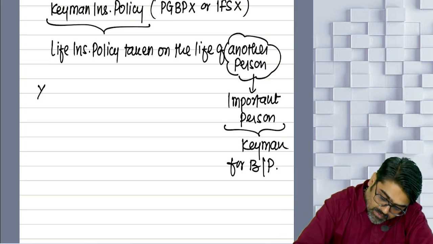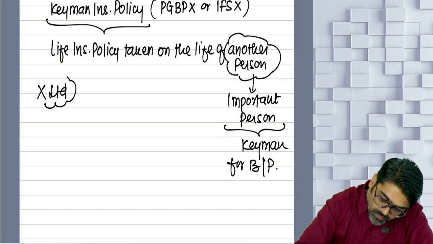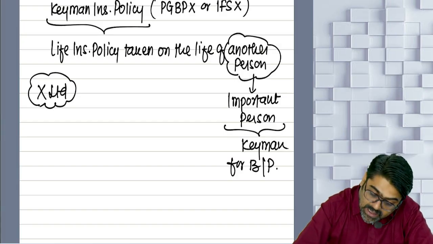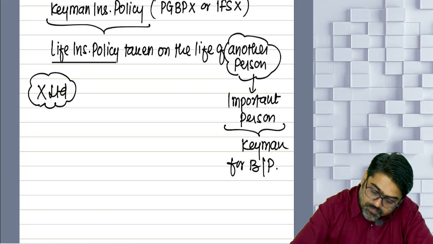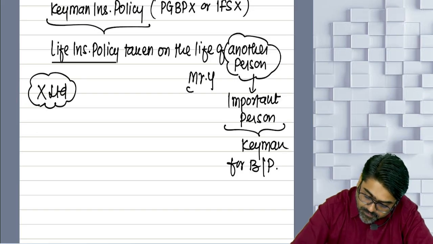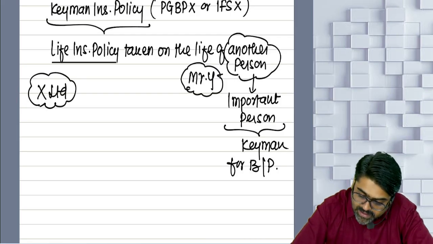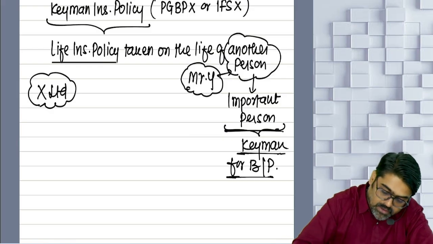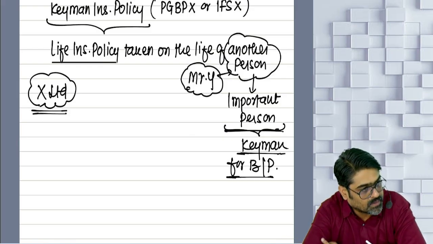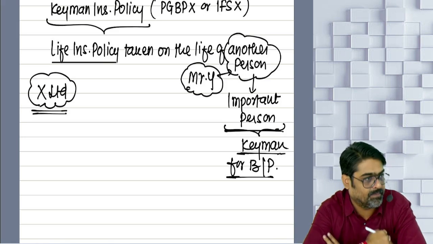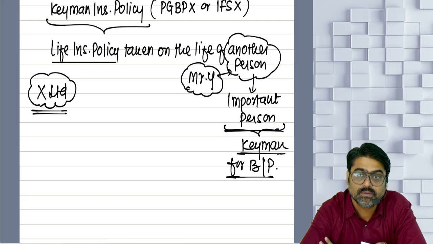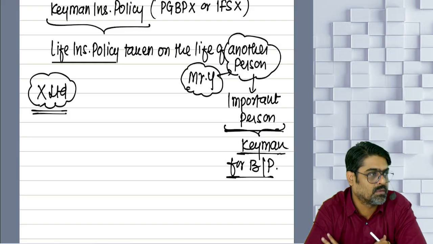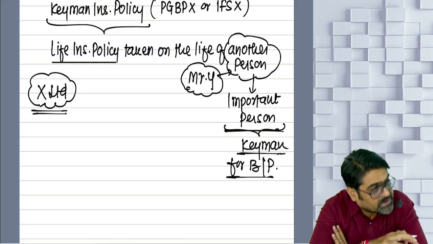For example, X Limited is a company. So X Limited is taking the life insurance policy for one person, Mr. Y. Mr. Y is a very important person, a key man for the business of X Limited. Now X Limited will pay the insurance premium. Who is taking the policy? X Limited is taking this policy for the benefit of the business. It is taken in the interest of the business.